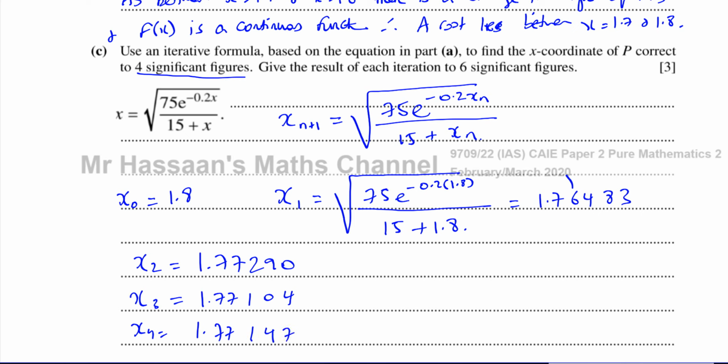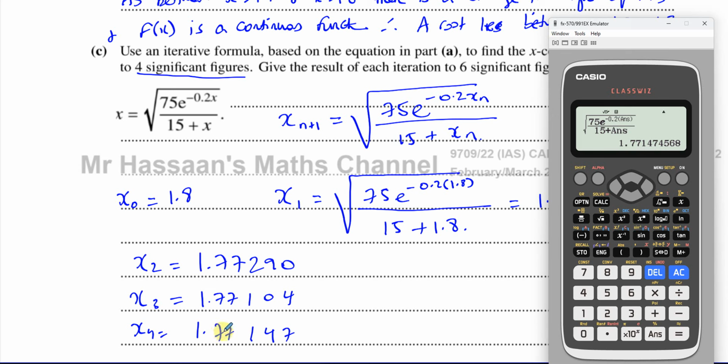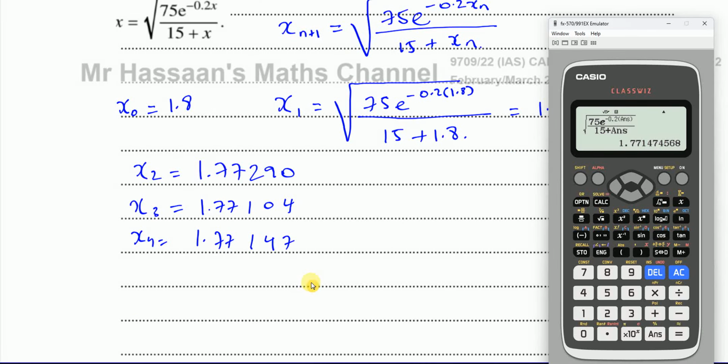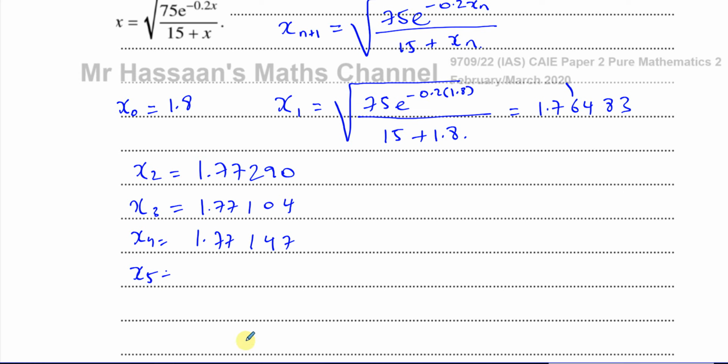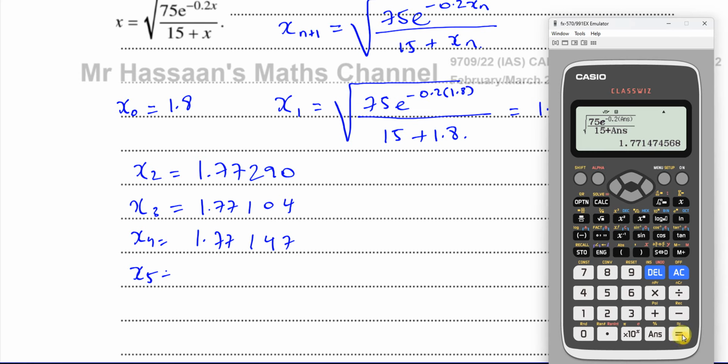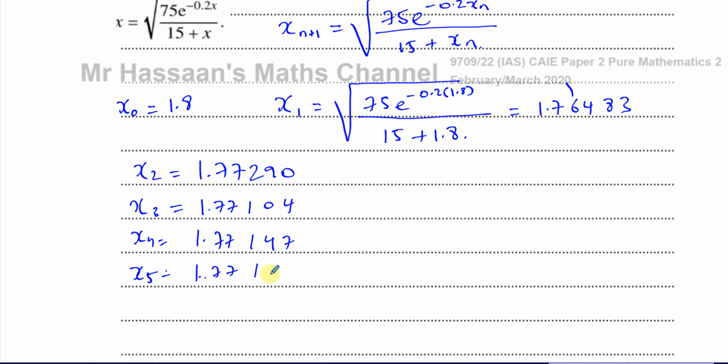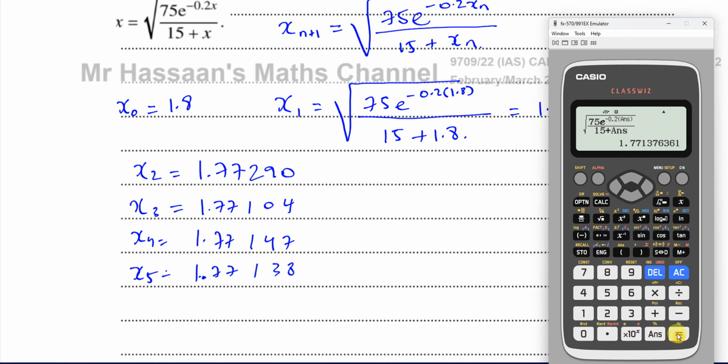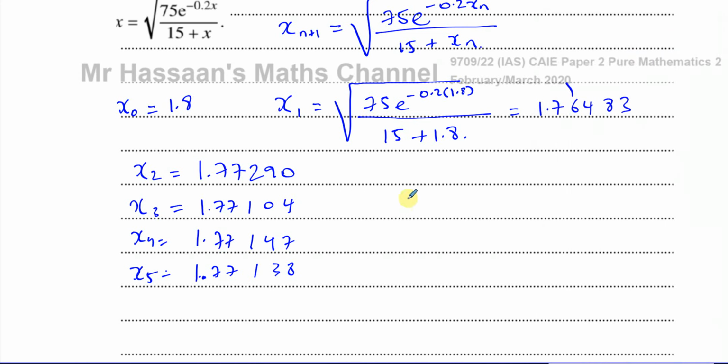1.77147. Okay, so it looks like it might be 1.771, but let's carry on and make sure. So we have the 5th iteration. We're going to press equals. Yeah, it looks like it's settling down to 1.77138. Okay, so 1.77138. It looks like it's going to be 1.771, and basically, if we keep going, we can see it's going to just settle down eventually. So yeah, it looks like it's x equals 1.771 to 4 decimal places.